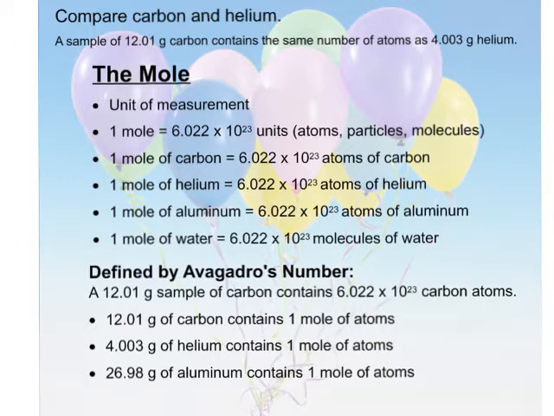So we know that 12.01 grams of carbon contains 1 mole of atoms. We know that 4.003 grams of helium contains 1 mole of atoms. When you look on the periodic table and you see the atomic mass units for aluminum, it's 26.98 atomic mass units, and we know that 26.98 grams of aluminum contains 1 mole of atoms.